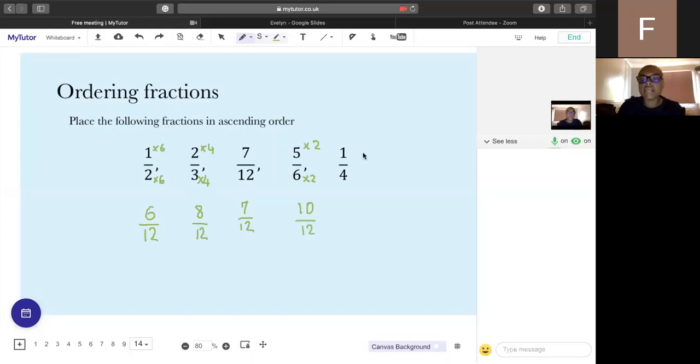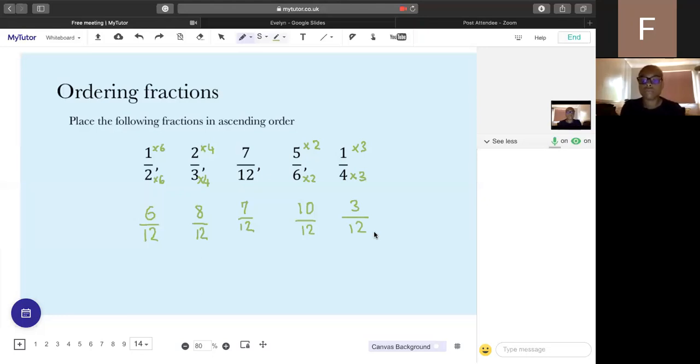And then finally I've got a quarter. So I'm going to multiply this with 3. So I've got 3 over 12. So now I've got all of my fractions, the equivalent fractions with a common denominator, which is 12. So the last thing to do is now place it in ascending order, depending on the value of my numerators.